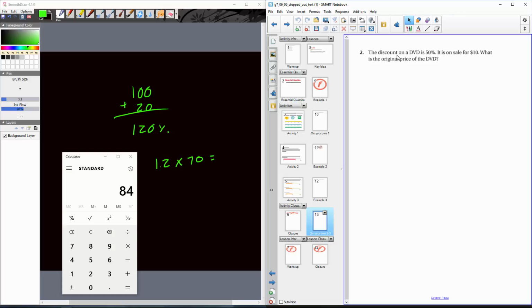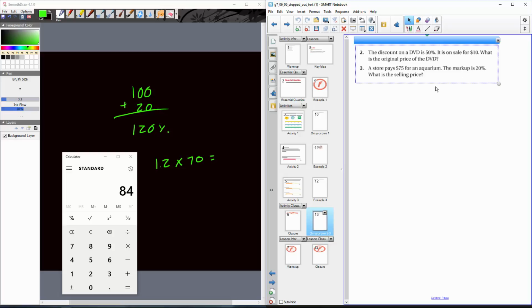Last one. A discount on a DVD is 50%. It's on sale for $10. What was the original price? Well, that's pretty easy. It should be $20, right? If it's 50% off. The store pays $75 for an aquarium. The markup is 20%. What is the sales price? Same thing. I'll take 1.2 times 75. I'll get 90. So there is 20 and 90. And that is the lesson.